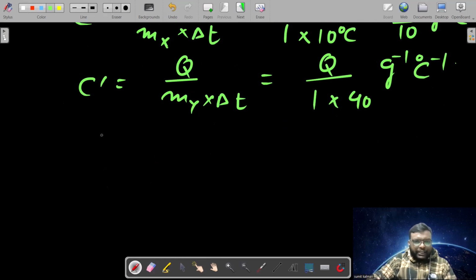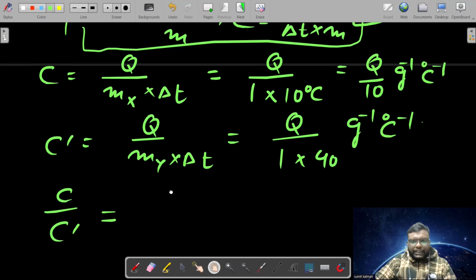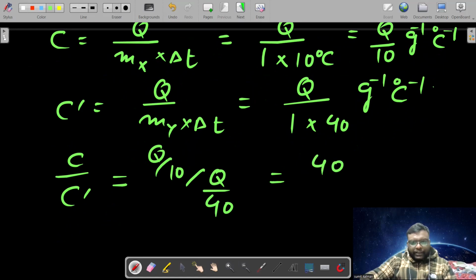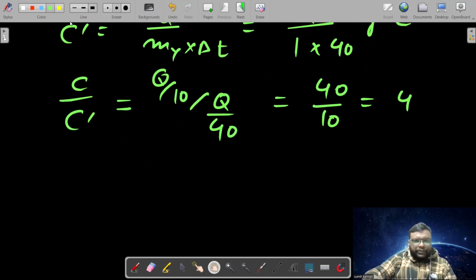Here, if you divide C by C dash, then it will become Q by 10 upon Q by 40. So it will become 40 by 10, which is 4. So here C will become 4 C dash.